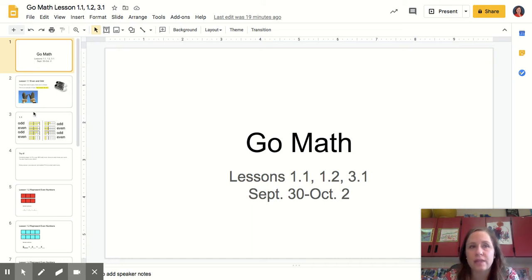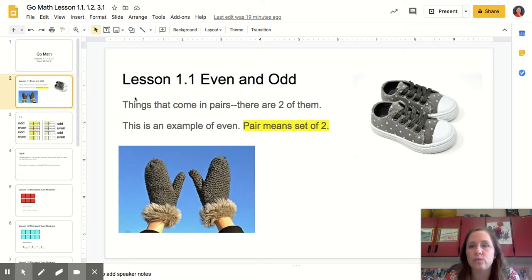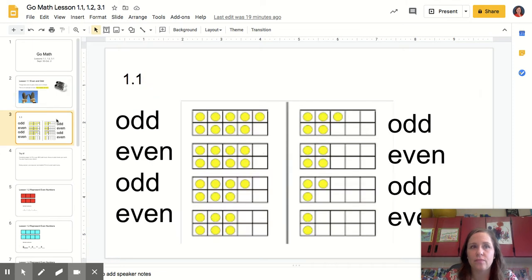So let's get started with 1.1, which is even and odd numbers. Things that come in pairs. There are two of them. This is an example of even. Pair means set of two, okay? So we've got a pair of shoes, we've got a pair of mittens. That means that each thing has a match.